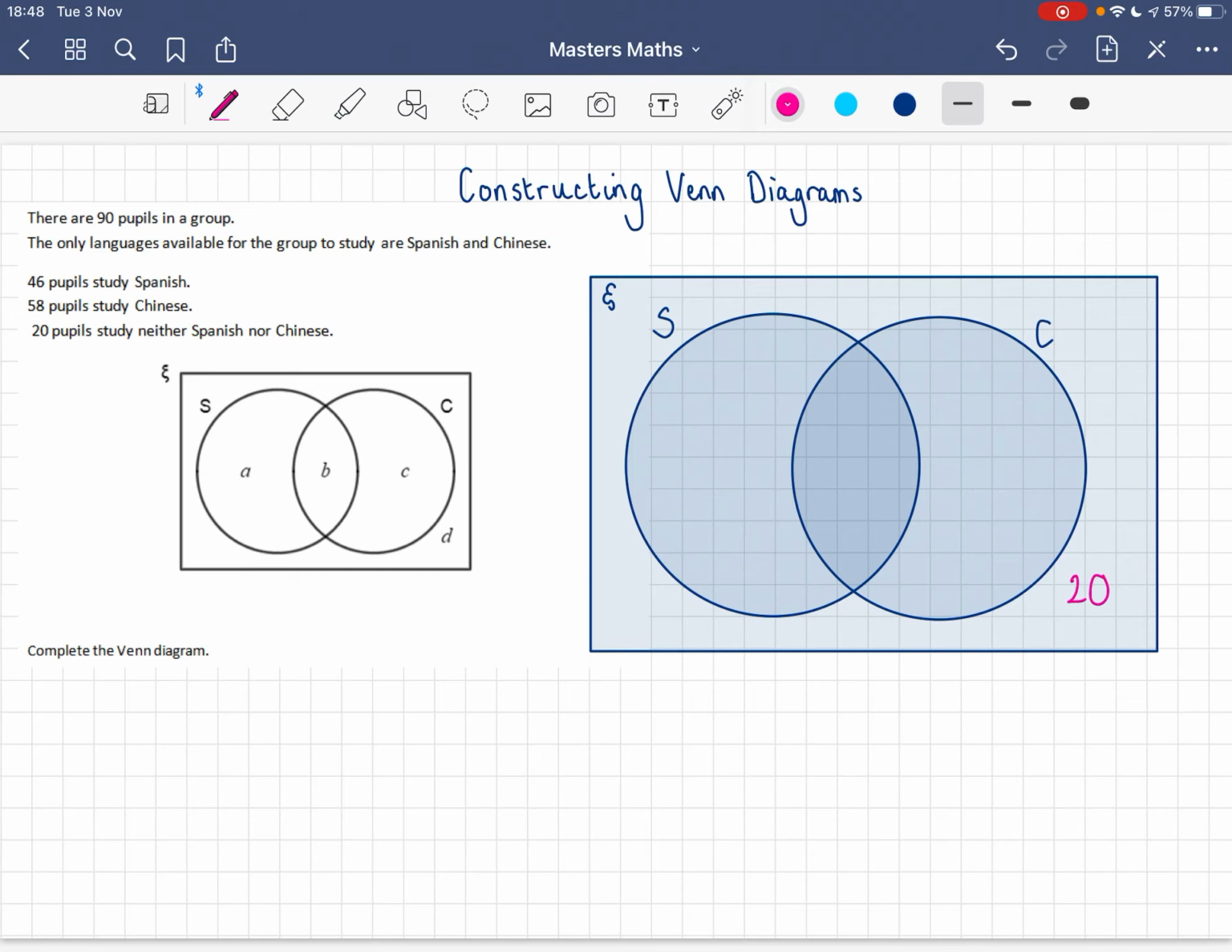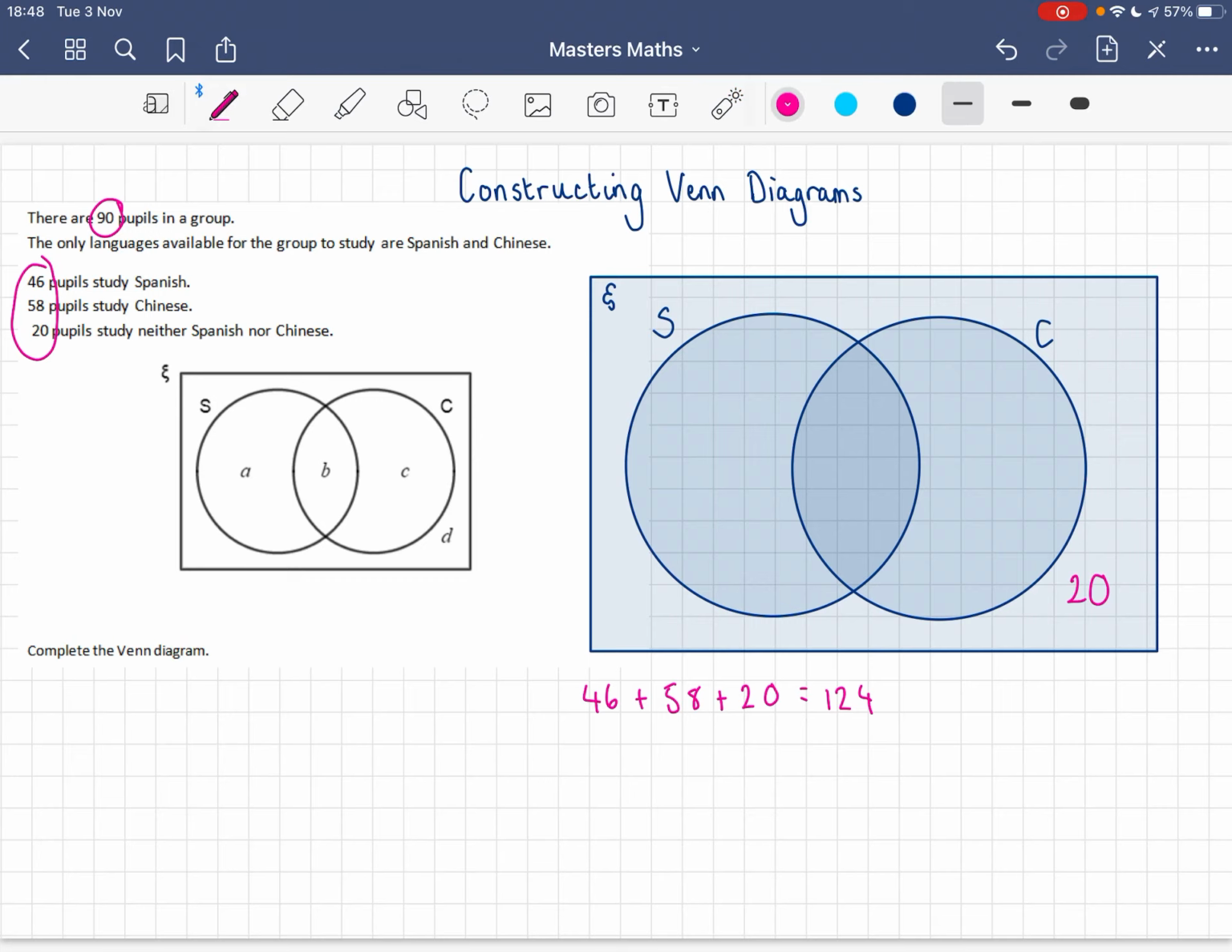Now, if I add up all the pupils that I've got so far, 46 add 58 add 20 is 124. That is 34 more students than my group. My group only has 90, so I've already gone over by 34. That is because some of the students need to be in the middle. They need to overlap. Some of these 46 and some of these 58 overlap because they do both. We need to work out what that number is.